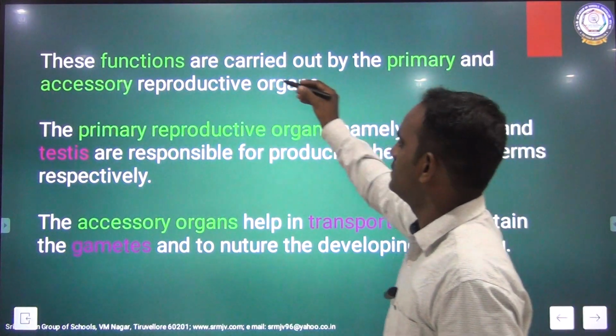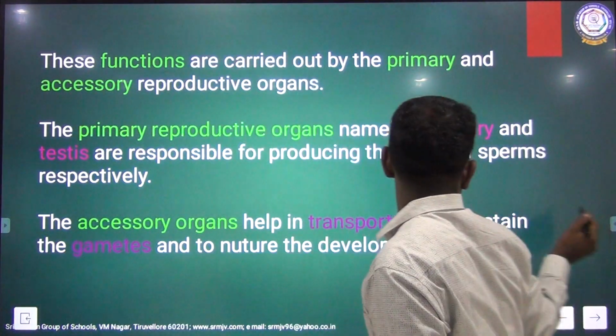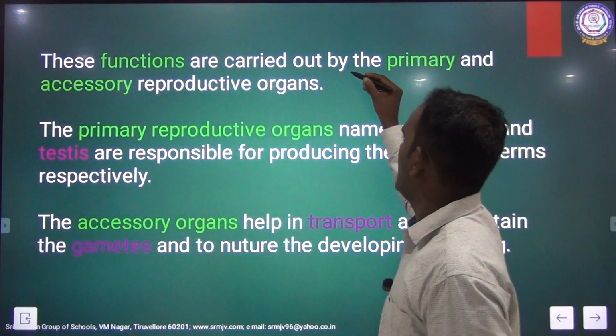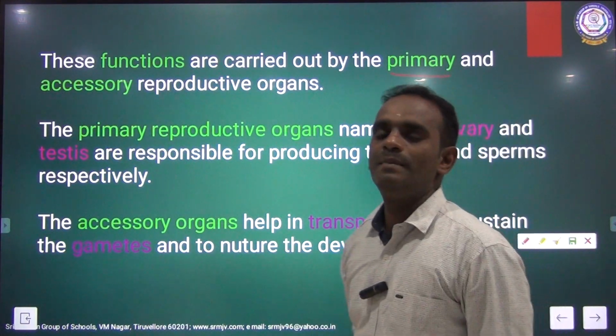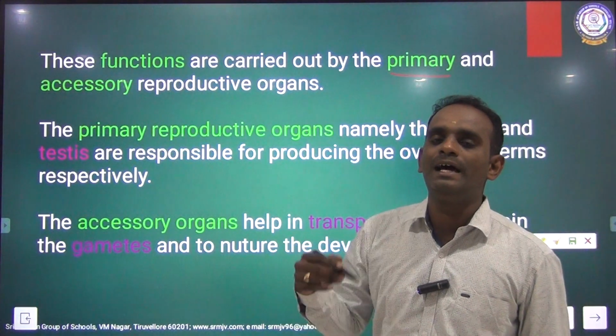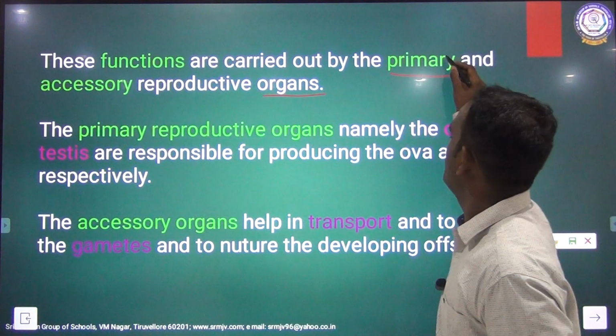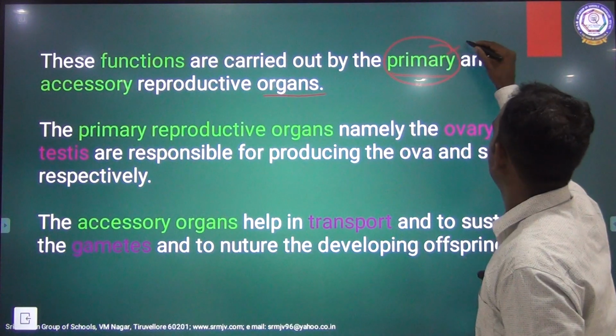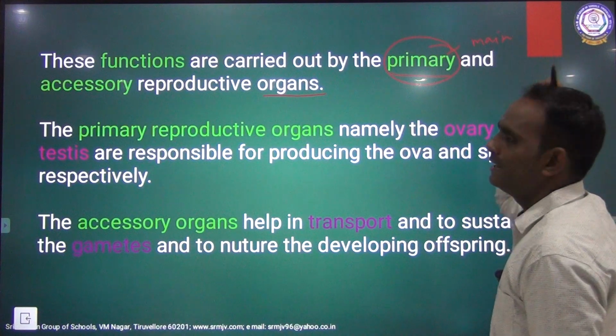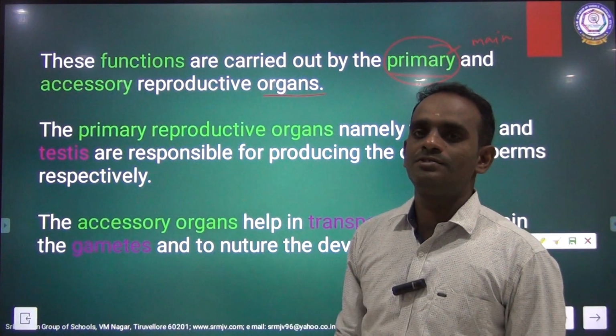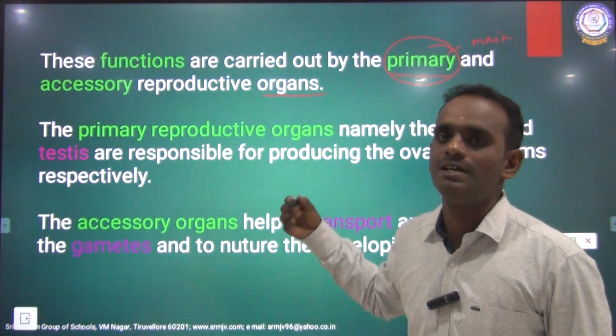These functions or events are carried out by primary and accessory reproductive organs. What does primary mean? Primary means main organ, important organ. So that is called primary, first organ.